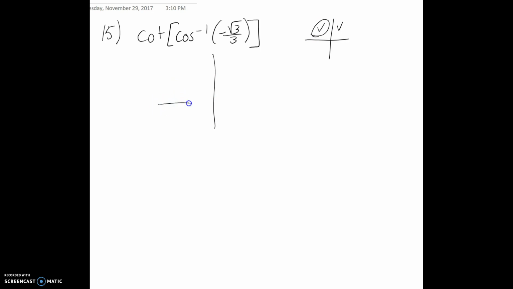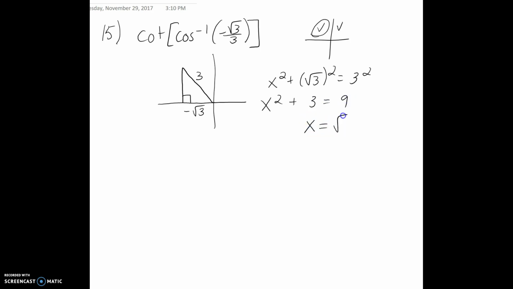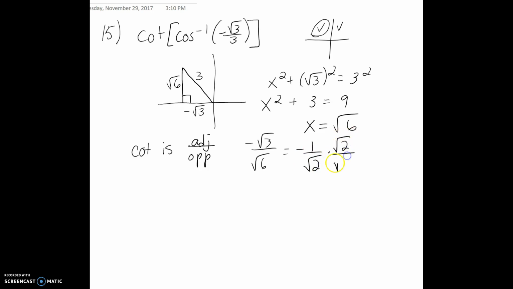Not really doing a good job drawing these lines straight. And then this will be negative √3/3. Calculate your missing side. So x is going to end up being square root of 6, and it's positive because it is facing up there. Cotangent is adjacent over opposite, which in this case will be negative √3/√6. That simplifies to negative 1/√2. Do a little rationalizing.